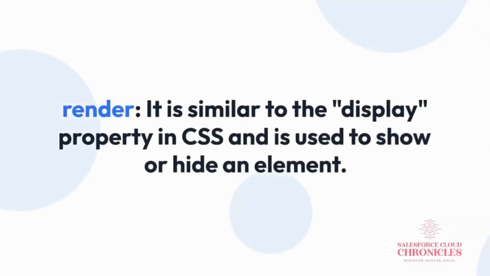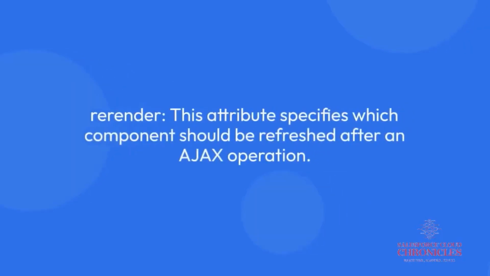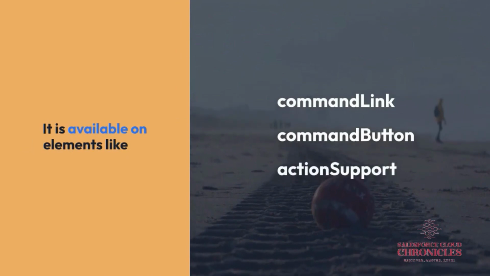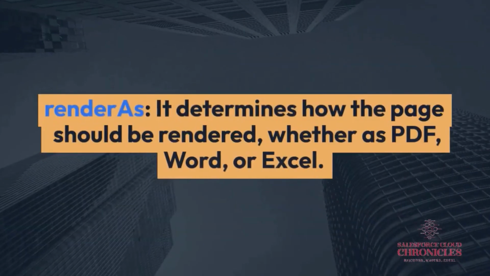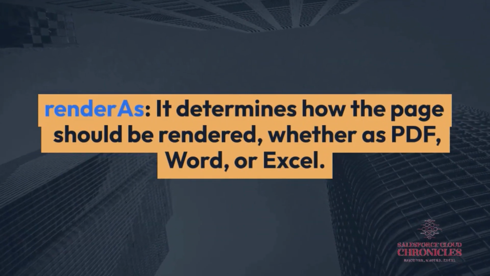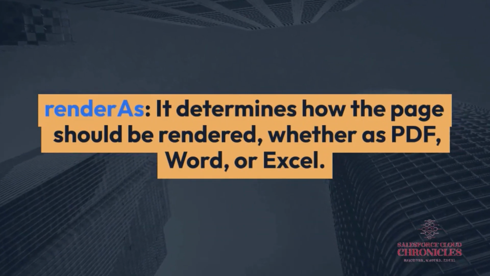Render. It is similar to the display property in CSS and is used to show or hide an element. Rerender. This attribute specifies which component should be refreshed after an AJAX operation. It is available on elements like command link, command button, and action support. RenderAs. It determines how the page should be rendered, whether as PDF, Word, or Excel.